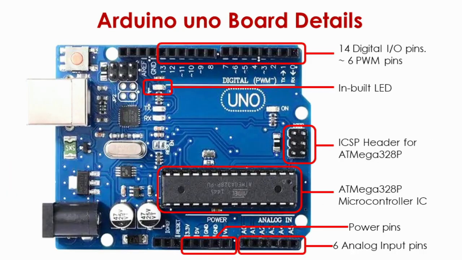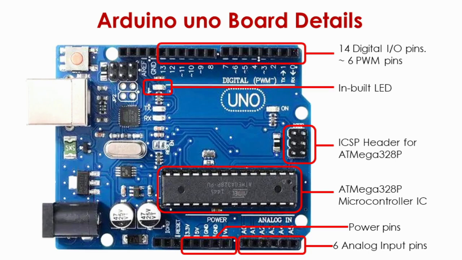So now let's go back and understand the basics of Arduino Uno board. As you can see on this picture, the top 14 pins are digital input output pins along with 6 PWM pins. These pulse width modulation pins are used to vary the speed of a motor, to increase or decrease the intensity of an LED. Then there is an inbuilt LED. As you know, there is one inbuilt LED on the Arduino board. In the middle, there are some pins you can see, that is ICSP pins, that is in-circuit serial programming.